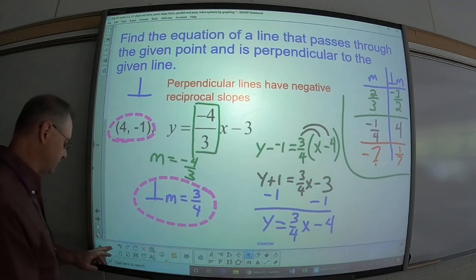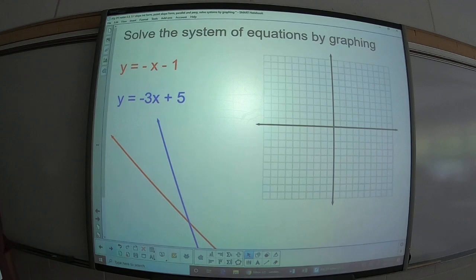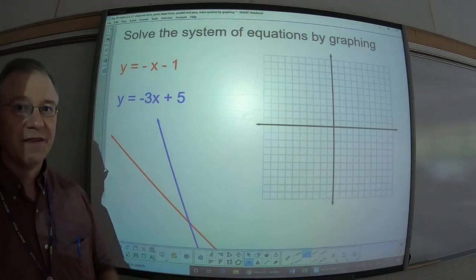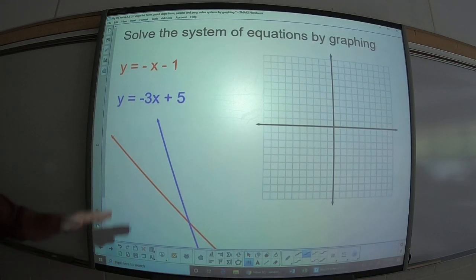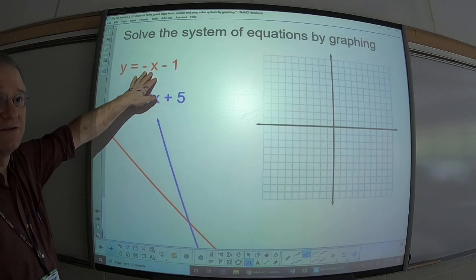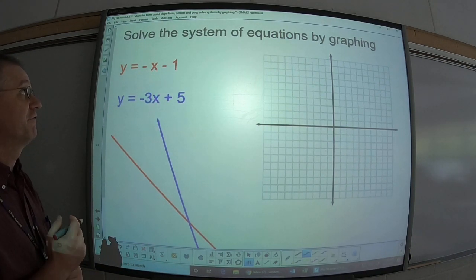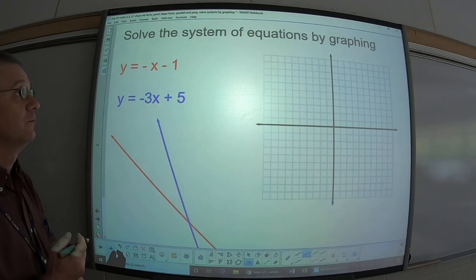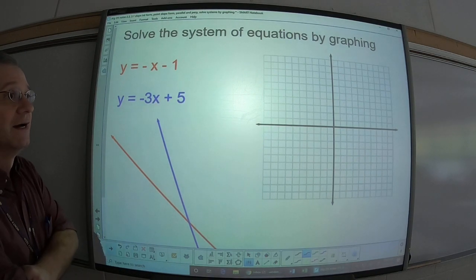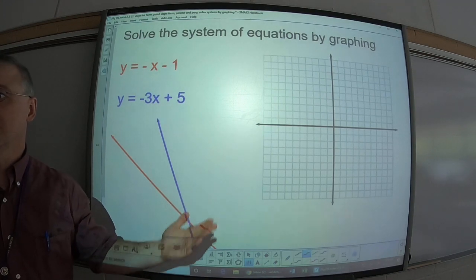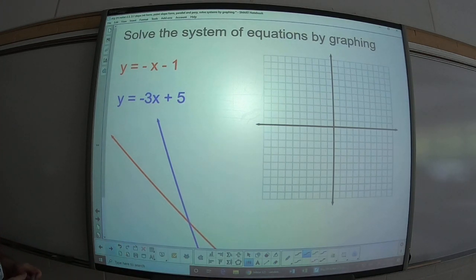Let's go on to the next type of problem, and that's solving systems of equations by graphing. Now, I'm assuming that most of you already know how to graph an equation when it's given to you in slope-intercept form. It's fairly easy, and we'll go through the process here. Normally I'd ask you, how do you do this? And somebody would tell me, but I'll have to just tell you.